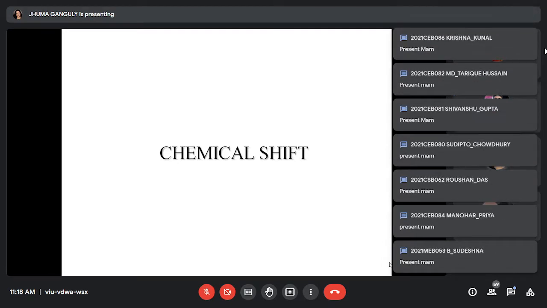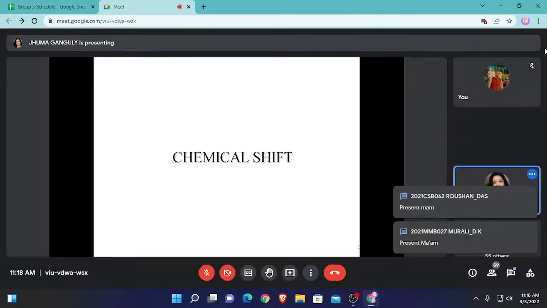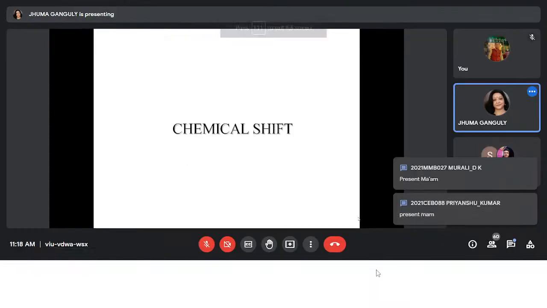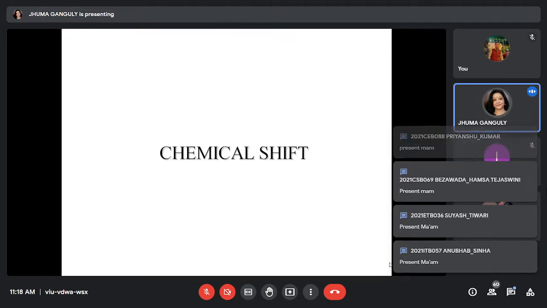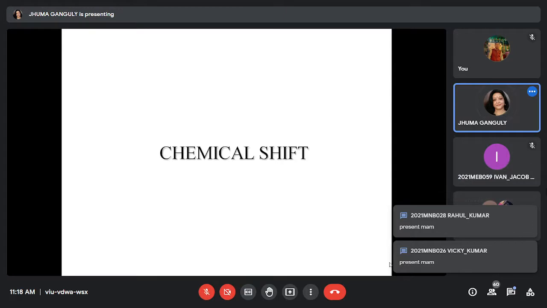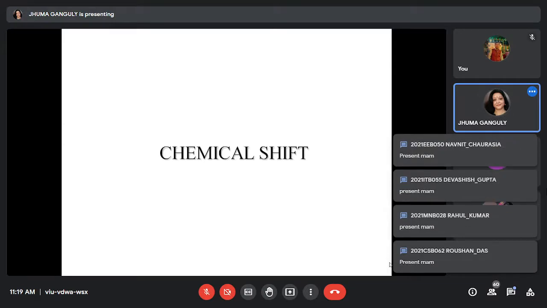Okay. Then what type of element is the basic need for the NMR? Not deuterium, proton. So unpaired electrons should be there. So H1, then 13C, then fluorine 19, phosphorus 31. This type of element can perform for the NMR analysis.